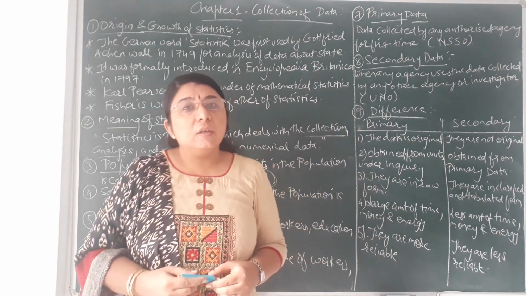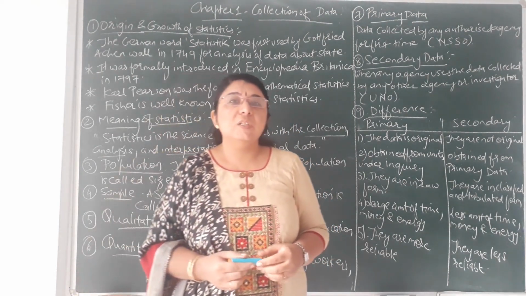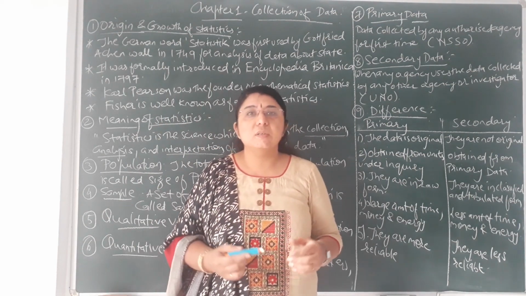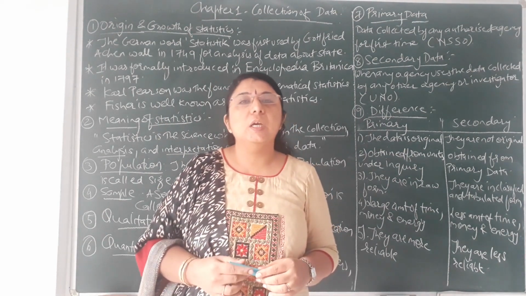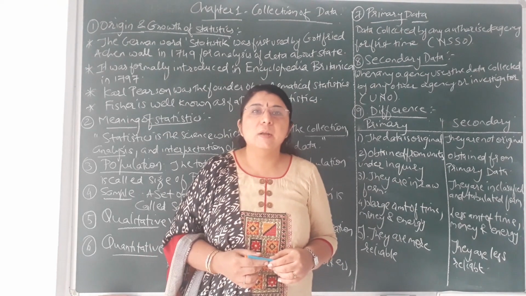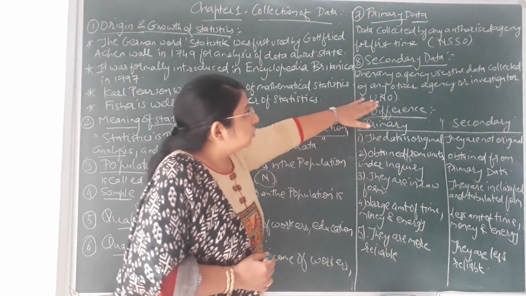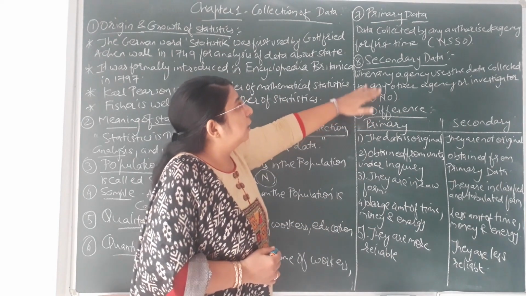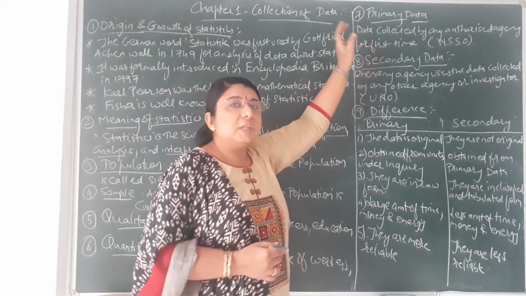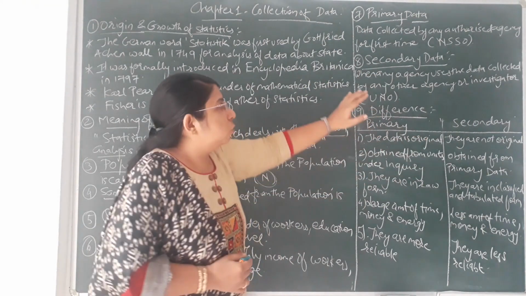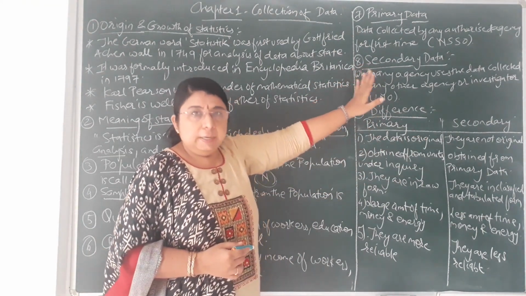So, the UN is just utilizing the data collected by the population census, that is the death rate and birth rate of the country that has been recorded by the Registrar General of India. So it is just utilizing the data that has been collected by an authorized agency or investigator. So it is called secondary data.